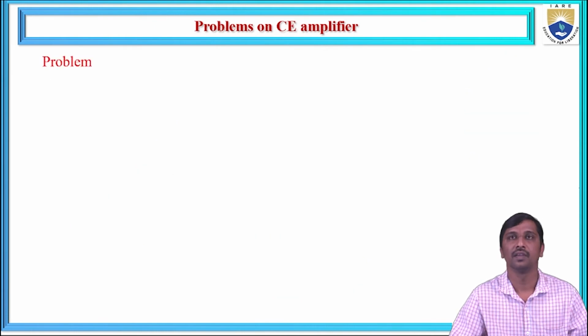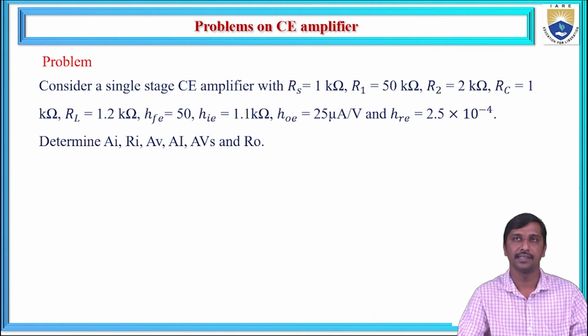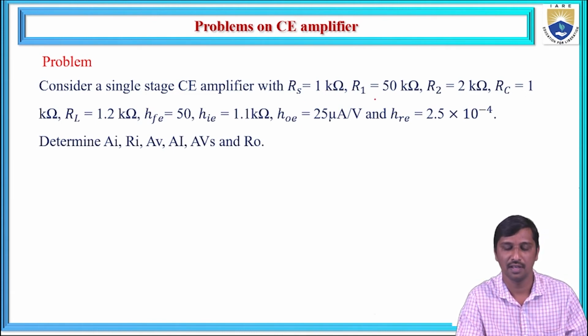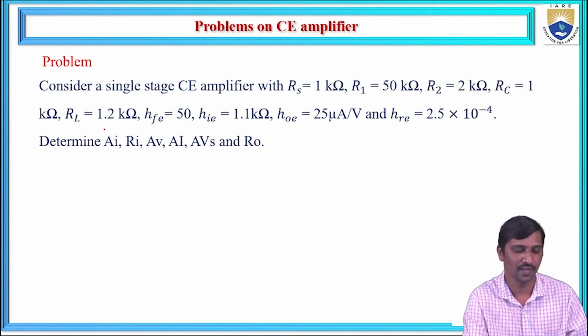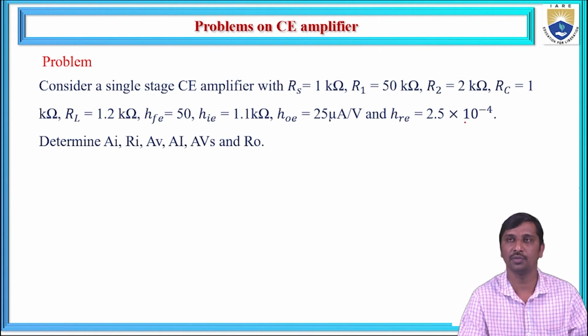Now we'll see another problem. Consider a single stage CE amplifier with RS as 1 kilo ohm, R1 is 50 kilo ohms, R2 is 2 kilo ohms, collector resistance is 1 kilo ohm, RL is 1.2 kilo ohms, hfe is 50, hie is 1.1 kilo ohms, hoe is 25 microampere per volt, and hre is 2.5 into 10 to the power of minus 4.